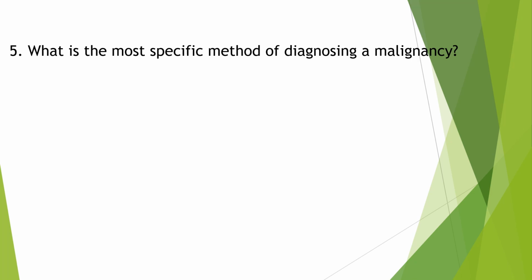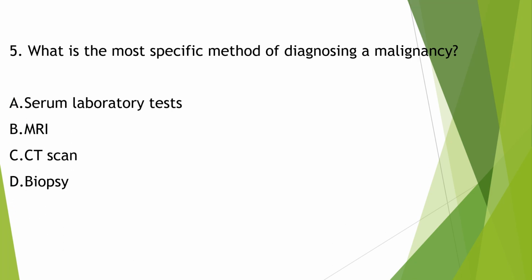What is the most specific method of diagnosing a malignancy? Serum laboratory test, MRI, CT scan, biopsy. So the answer is biopsy. Through biopsy, we can diagnose the disease based on the evaluation of the cell pathology from the cells obtained. So cytopathologic diagnosis happens with this biopsy, and that is a confirmation of malignant tissue.